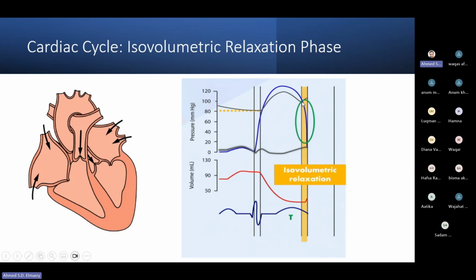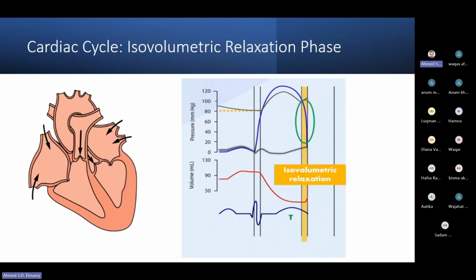So as you see here, the pressure in this phase will start to drop from this point till this point, and the volume will be the same in this phase because there is no change in the volume inside the left ventricle, because both mitral and aortic valves are closed. So that's why they call it the isovolumetric relaxation phase. Isovolumetric means there is no change in the volume. And because it's the relaxation phase, you will notice a drop in the pressure inside the left ventricle in this phase.